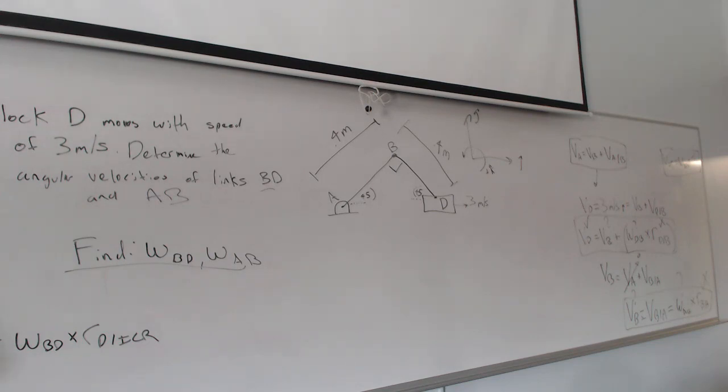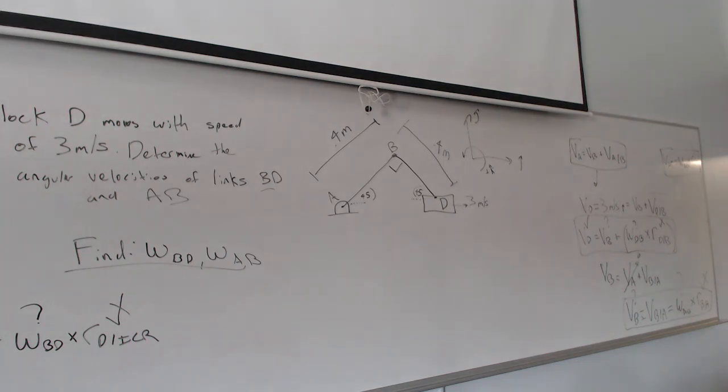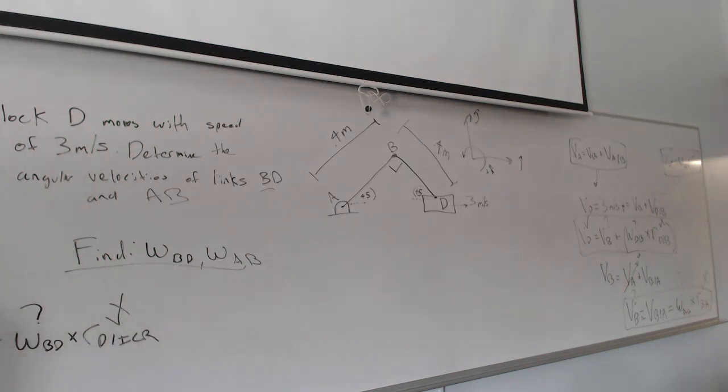Now the problem gives you velocity of D. This is 0. I'm trying to solve this right here, so that's okay to be unknown. And I don't have this yet, but I can find it. And that is why I'm solving this triangle in the first place, right? So now we're going to use trig to find this. And then once we have that, it's just computing, and then we've solved half the problem. So let's do that.